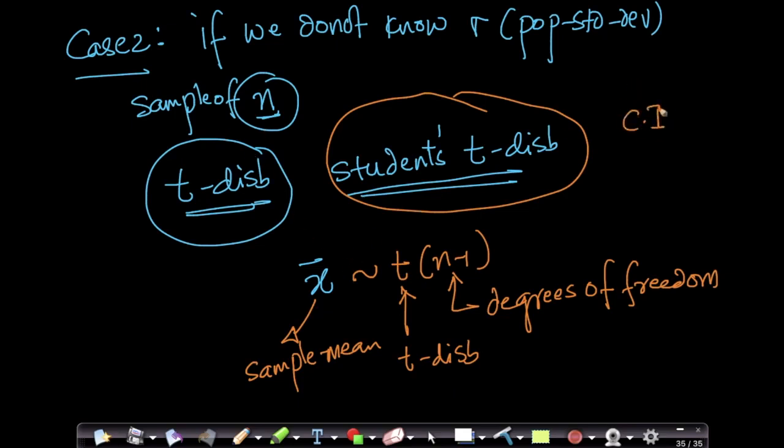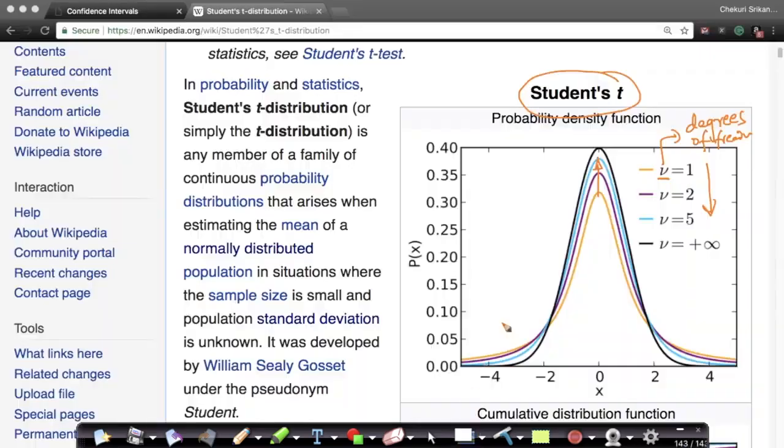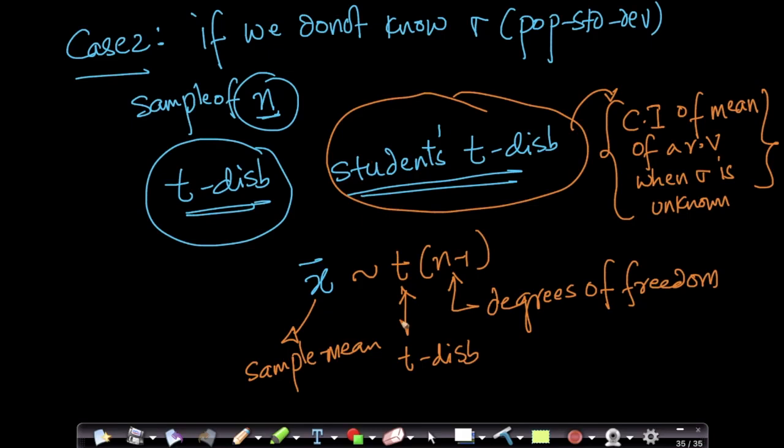One of the biggest applications of Student's t distribution is estimating confidence intervals of the mean of a random variable when the population standard deviation is unknown. We'll not go too deep into this because, of course, if you know the distribution, you can find the 95% confidence interval and apply all of the math.